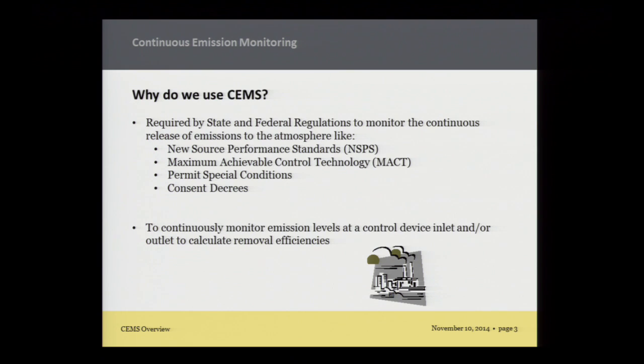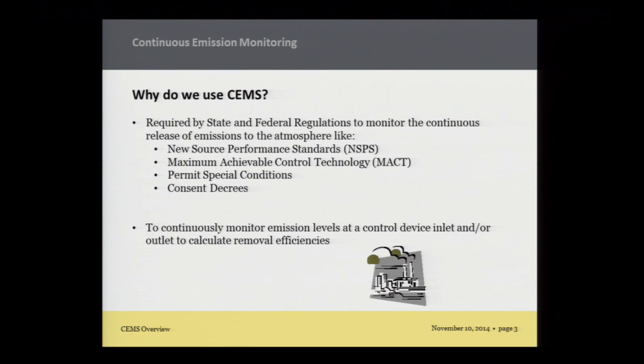So why do we use CEMS? They're required by federal and state regulations to monitor the continuous release of emissions to the atmosphere. We already talked about some of the reasons why. So they're driven by NSPSs, NESHAPs, MACTs, consent decrees, and permit special conditions.